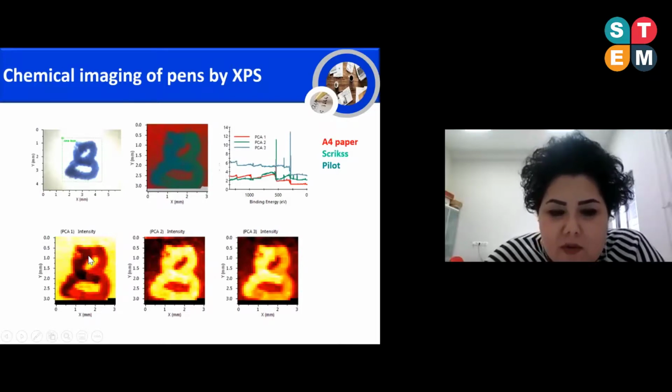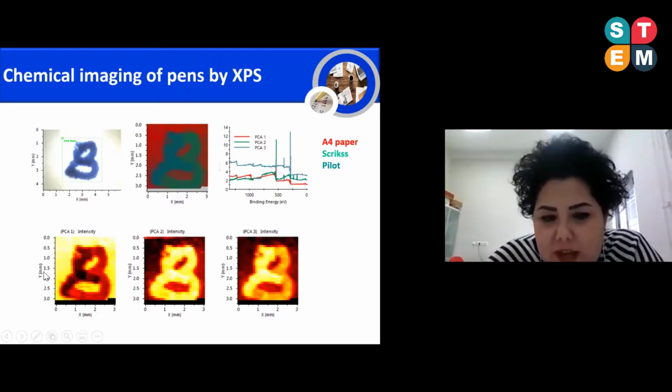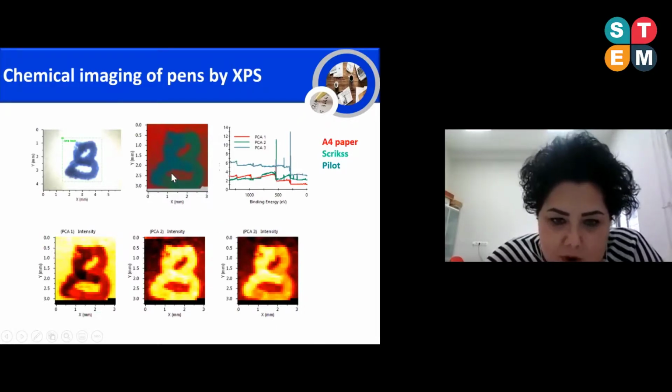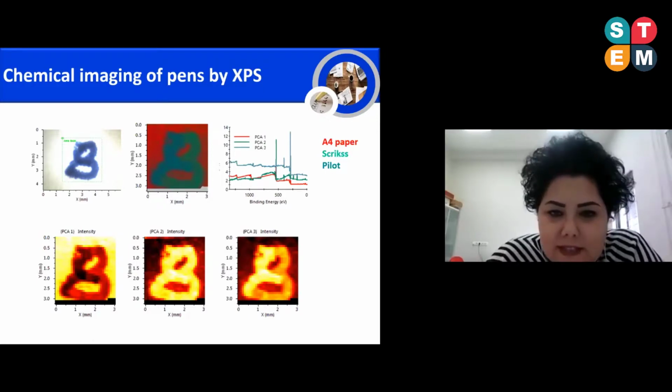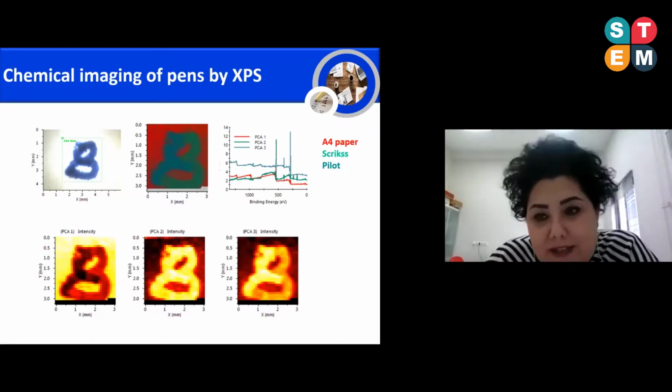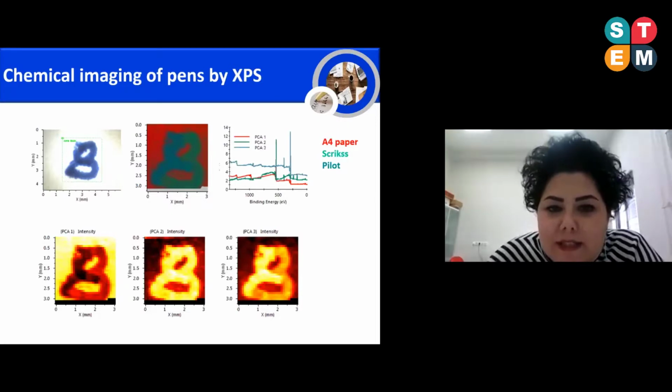And here are different principal components. And when you overlay all of these images, you get such a spectrum. And this is not something that you do with your eye, as in the case of microscopic techniques. This is a chemical image. That's why it's really important.